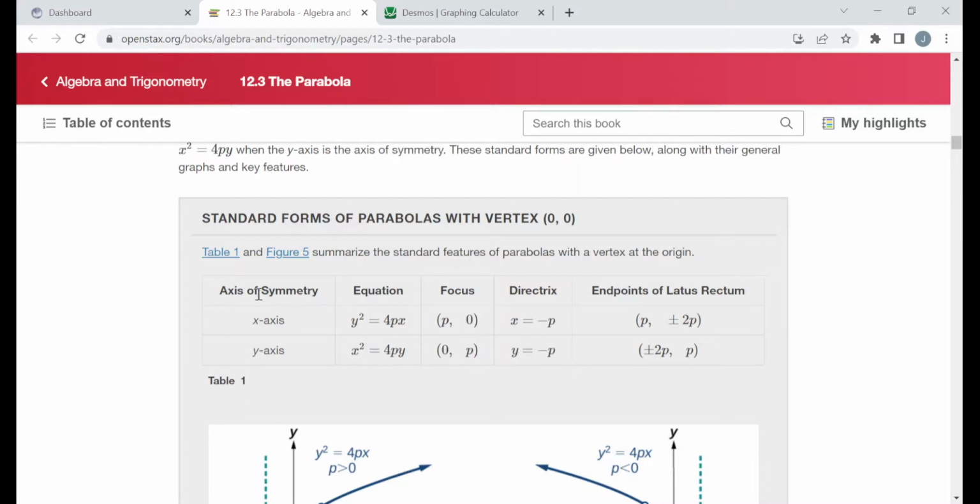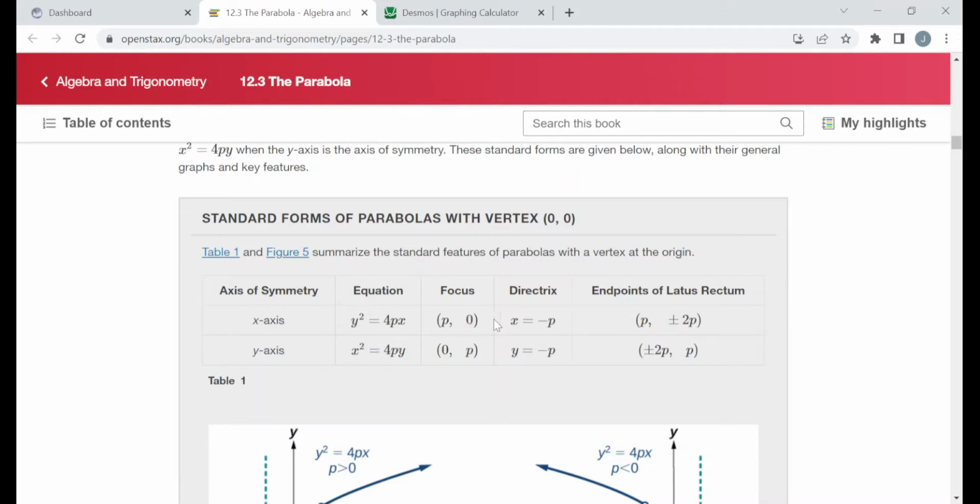So again, if the axis of symmetry is horizontal, if it's the x-axis, then the equation has y squared and not x. It's y squared equals 4px. And the value of p will determine where the focus is. And if you know where the focus is, you then also will know where the directrix is. And they have these endpoints of the latus rectum. I think that's a little too much to memorize.